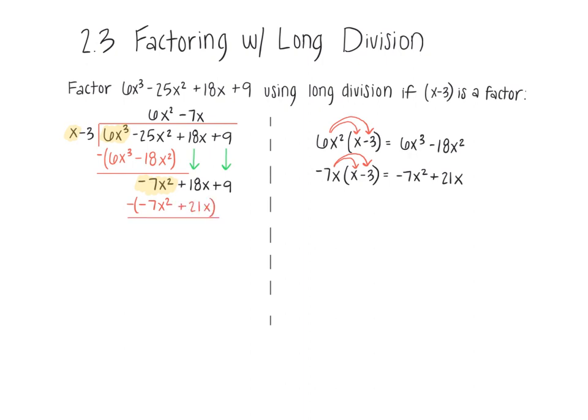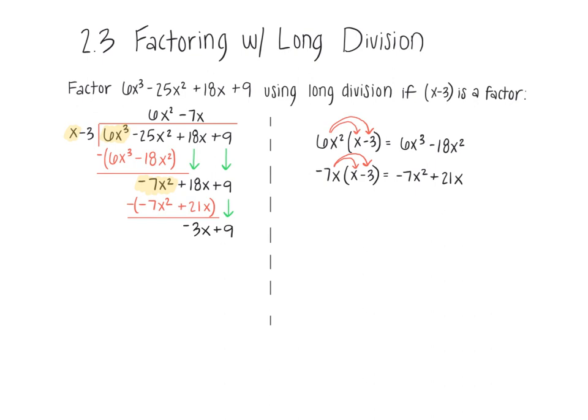So negative 7x squared minus negative 7x squared. So remember, double negative gives you a positive. So negative 7x squared plus 7x squared makes these disappear. So again, we made the right decision because the leading term disappeared. Now we have to move on. So 18x minus 21x gives us negative 3x. And of course, we're going to bring down the rest of the equation.